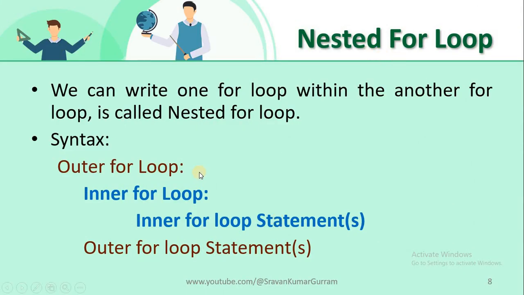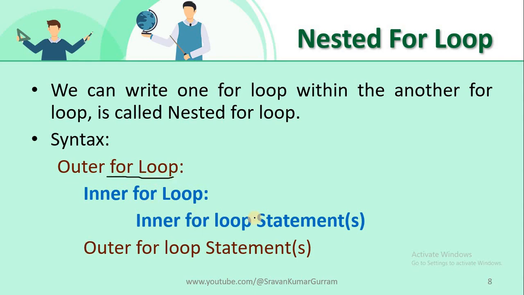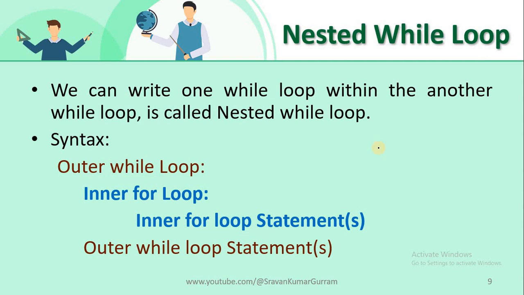As we covered already, a nested loop means we have one outer loop and one inner loop. Coming to the nested for loop concept, the outer loop and inner loop, these two are for loops only. The outer loop is a for loop and the inner loop is also a for loop, or simply we can say that writing one for loop within another for loop is called a nested for loop. Writing one while loop within another while loop is called a nested while loop.